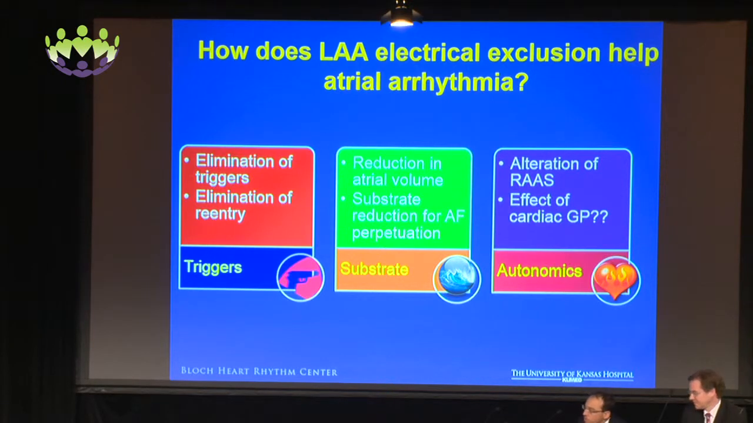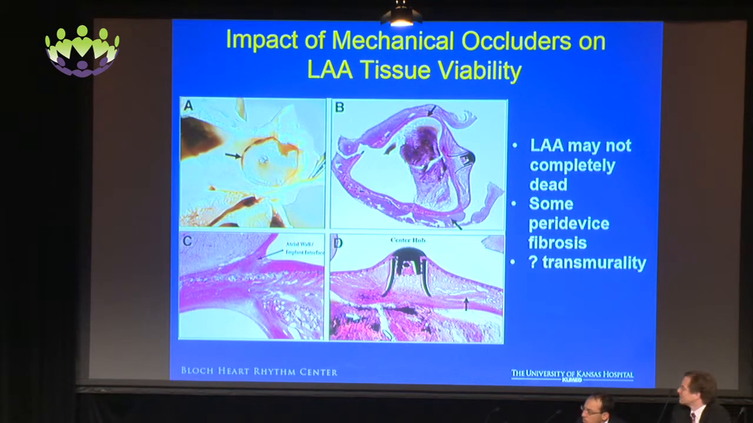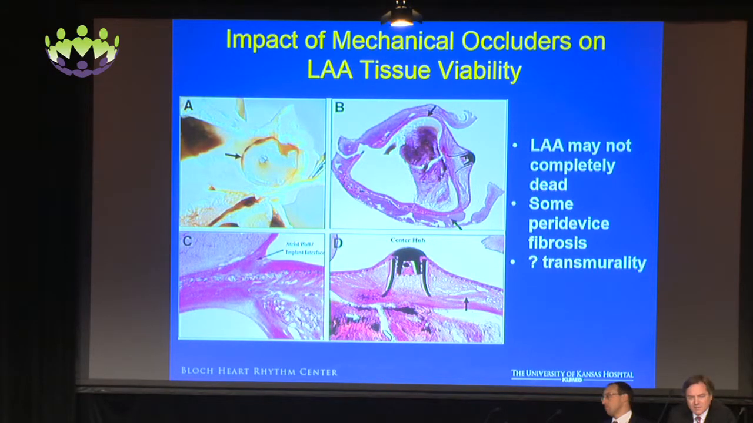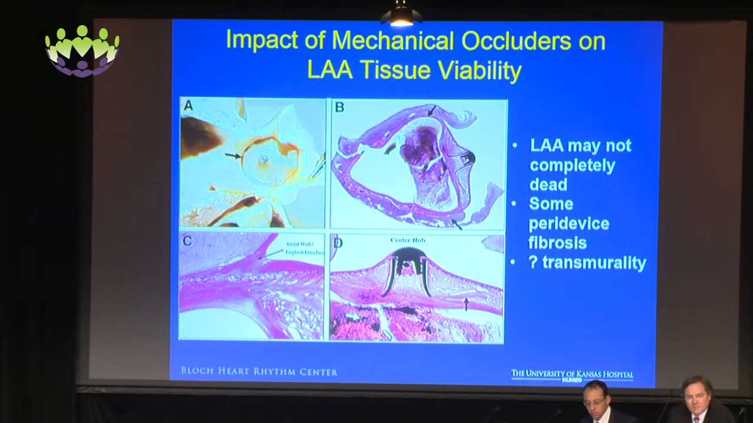And what is the effect of the ligation on the cardiac ganglionated plexi? Does the mechanical Occluder have a similar effect to an epicardial ligator on the left atrial tissue viability? With the Occluder, it is probably reasonable to say that the tissue in the left atrial appendage may not be completely dead. We may have a certain amount of peri-device fibrosis where the anchors get in, but we don't really know what percentage of these people really get a transmural scarring to translate into arrhythmia burden reduction and so forth.